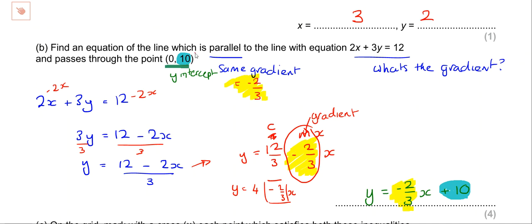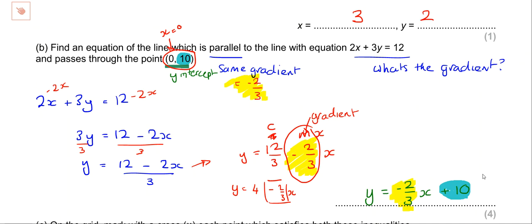I then look at the point I've been given, and the important factor is that the x-coordinate is 0, which means that's the y-axis intercept. So it crosses at 10. So I just have to put the 10 there. So it becomes minus 2 over 3x plus 10. We've done a few of those, so hopefully you're starting to get more familiar with that process.